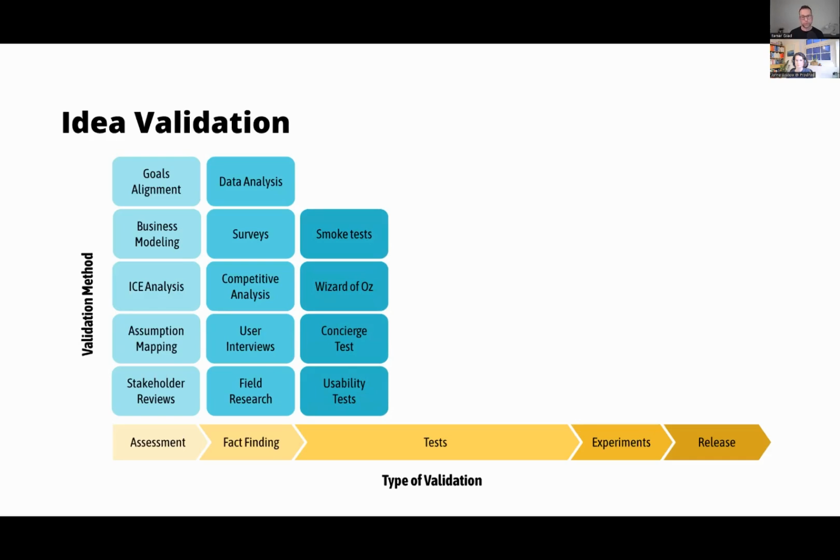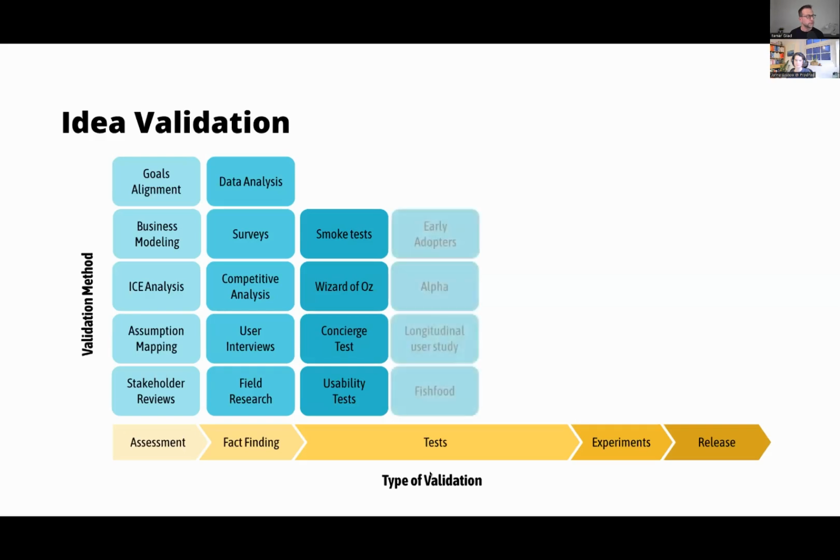Wizard of Oz, where you put a human behind the scenes during the usability test to simulate the thing. Concierge test, where you actually build a functioning service, but it's completely human operated. Usability tests, you guys know about those. So those are much cheaper ways to validate the idea at a higher level without having to commit too many engineering resources.